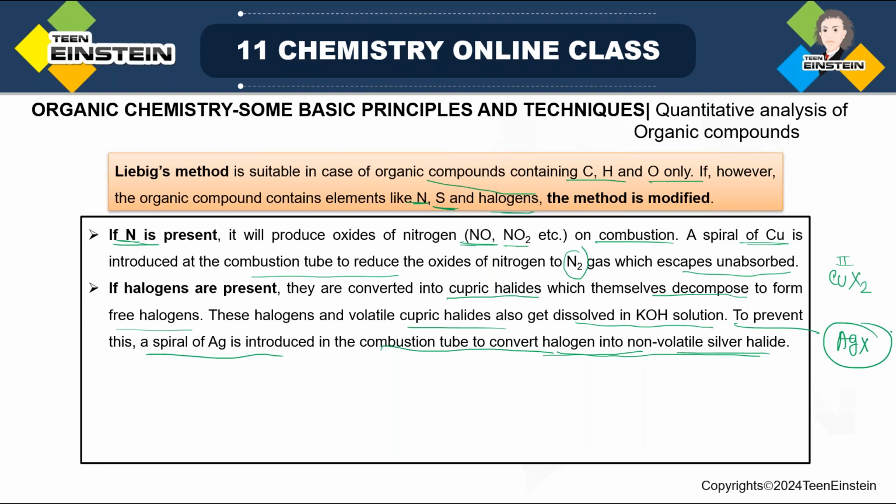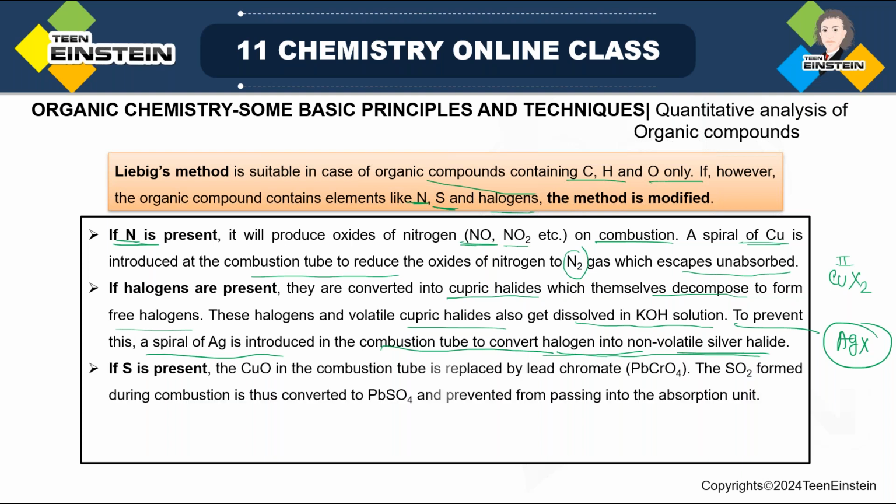Now the third element, if it is present, which is sulfur. If sulfur is present, in place of the CuO that we use in the combustion tube, we will use PbCrO4, which is lead chromate. When we use lead chromate, the sulfur dioxide that is formed during combustion from sulfur, in presence of this PbCrO4, will be converted to lead sulfate, and as a result it will be prevented from passing into the absorption unit. So in this way we can prevent this problem.